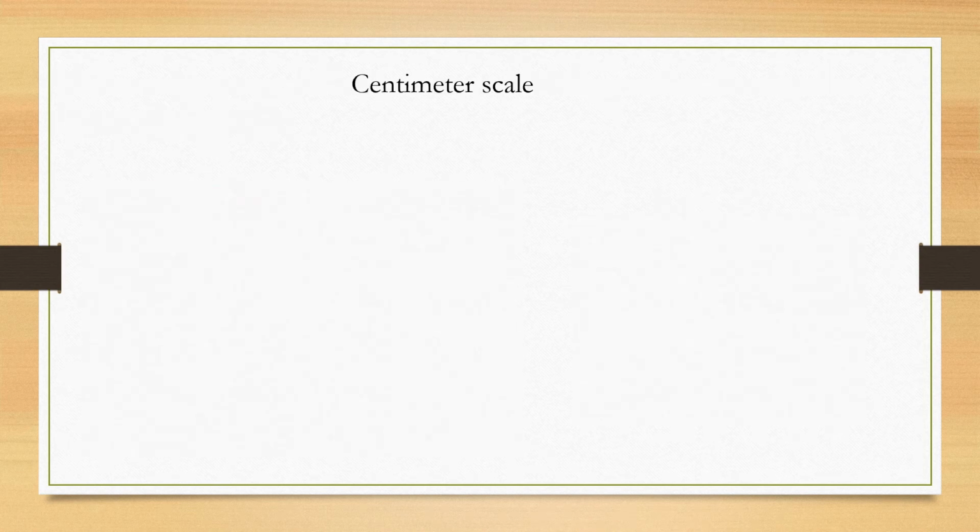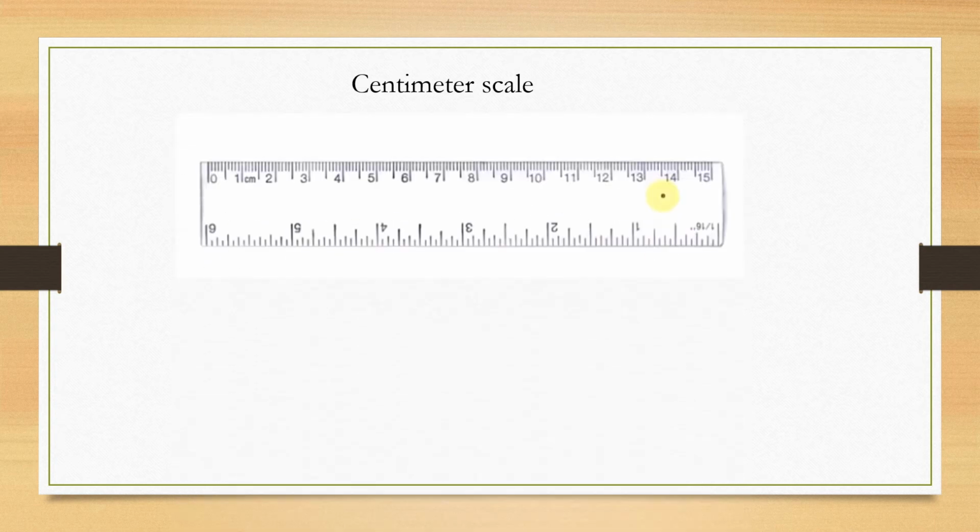Now we have centimeter scale also. This scale you have in your geometry box. All of you take out your scale and see. It's written cm. Cm means centimeter. This is centimeter scale, and this is up to 15. Can you see 15 numbers on this? Yes, this is 15 centimeter scale.